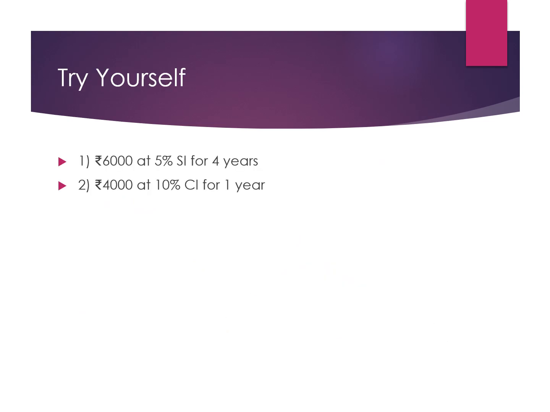Here are some quick practice questions. You can try it yourself and give the answer in the comment section. First one, rupees 6,000 is invested at 5% for 4 years. Find the simple interest. And second one is rupees 4,000 invested at 10% for 1 year. Find the compound interest.